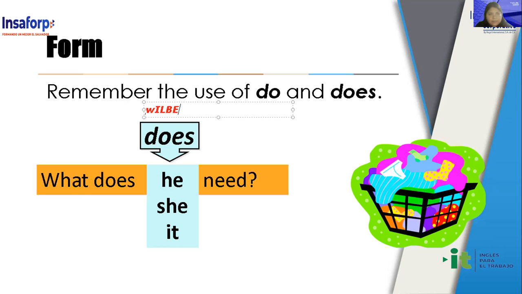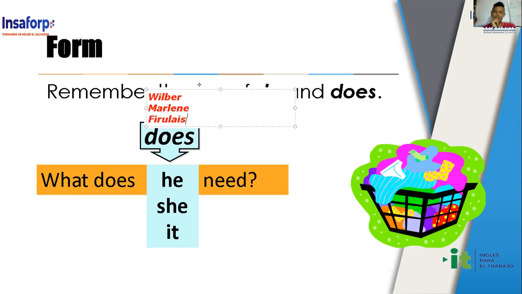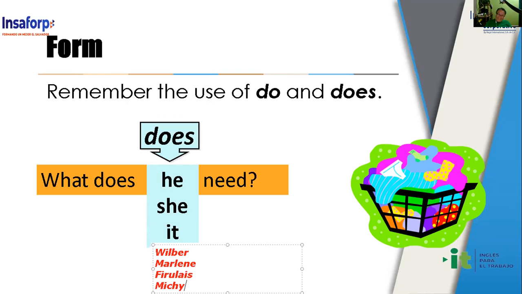Recuerden que aquí no siempre va a ser el subject pronoun. What does Wilbur need? What does Marlene need? What does Firulais need? Deme el nombre chivo para las mascotas. What does Michi need? Bozo. Excelente. Yo tenía un perro que llamaba Bozo. Rambo. What does Rambo need? Well, Rambo needs food, right? Okay, perfect. May I continue? Yes. Okay, thank you.